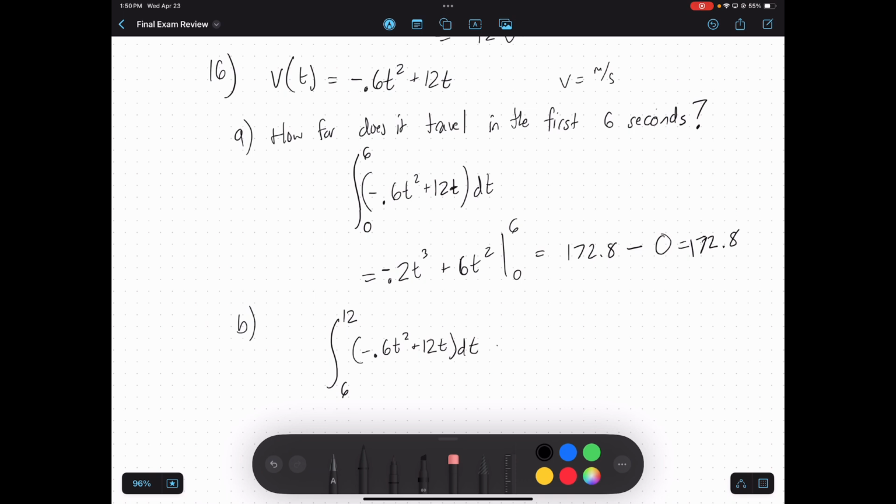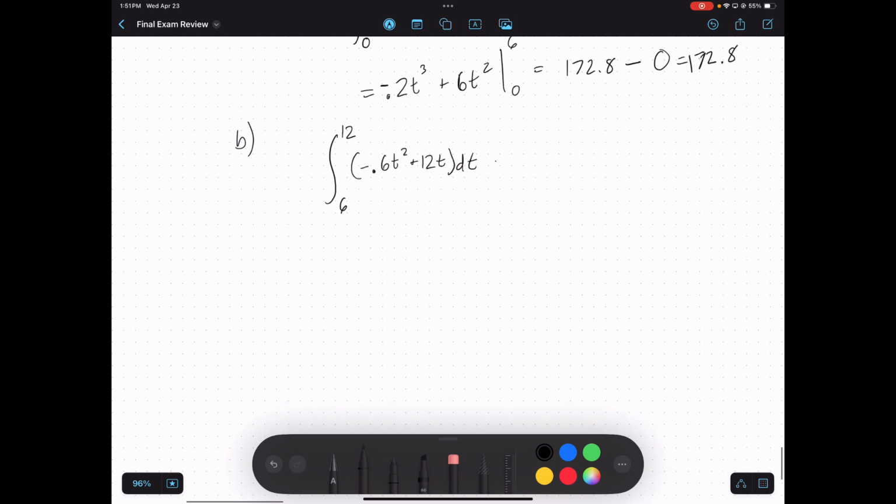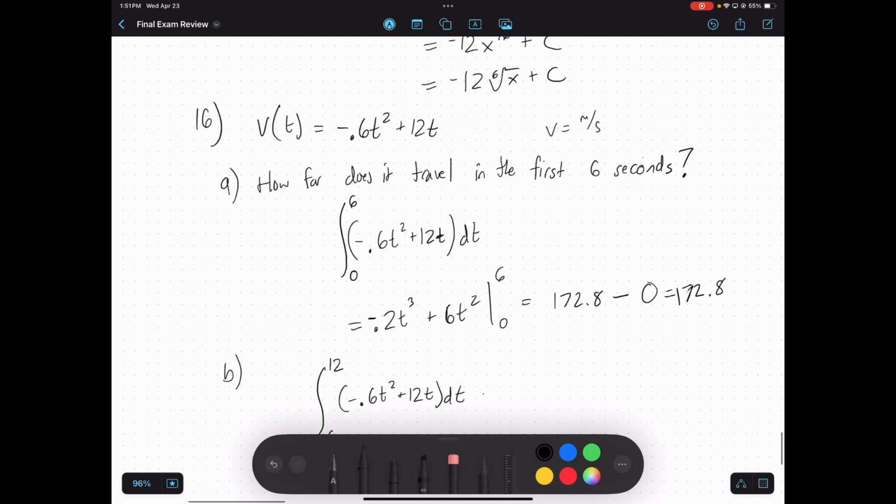Once again, this one requires integration because it's asking me about distance, but giving me the velocity equation. So I can use integration to find that total change. And if you remember, that's really what that chapter 4 project was for you guys: you created a velocity function and then integrated that velocity function to figure out the total distance that you went.